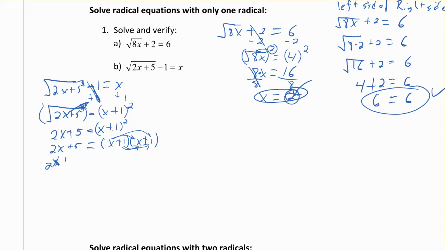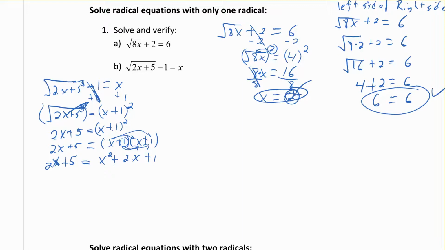So now I've got 2x plus 5 is equal to, well, that ends up being the first one's x squared. And then x times 1 is x, so plus x. 1 times x is x again. And then finally 1 times 1 is 1. And I'm just going to simplify this right now. That x plus x, that's really just 2x. So make that simpler right now.